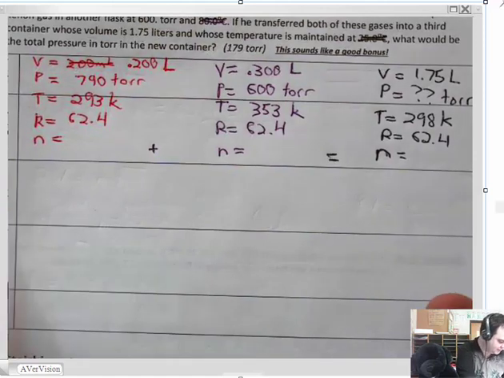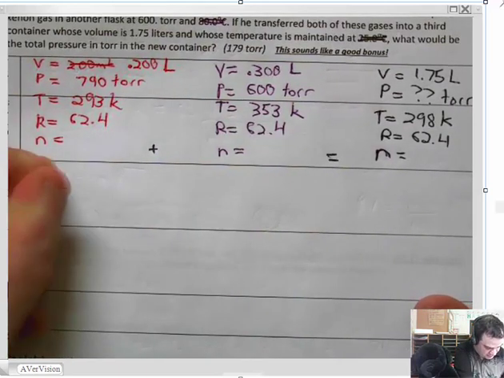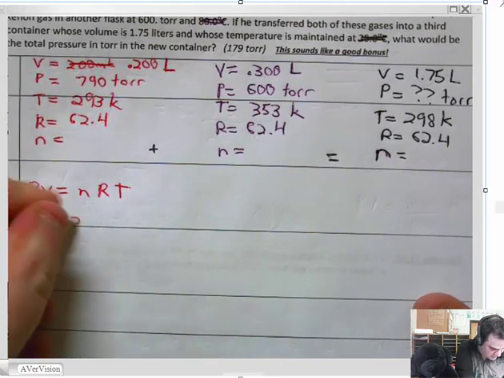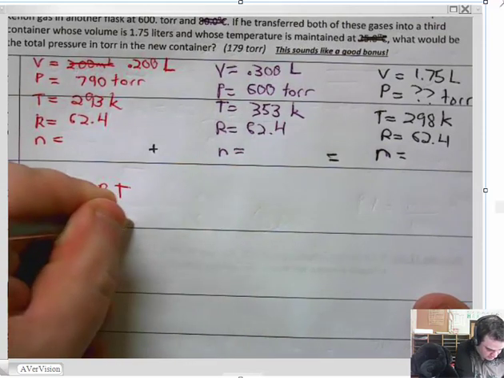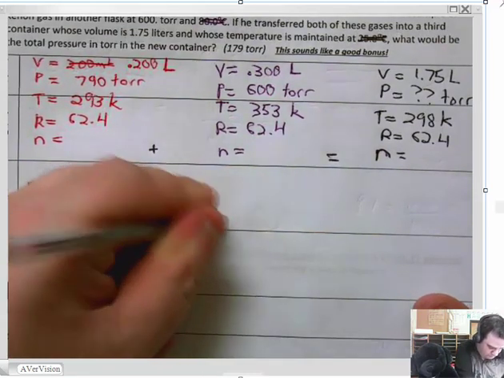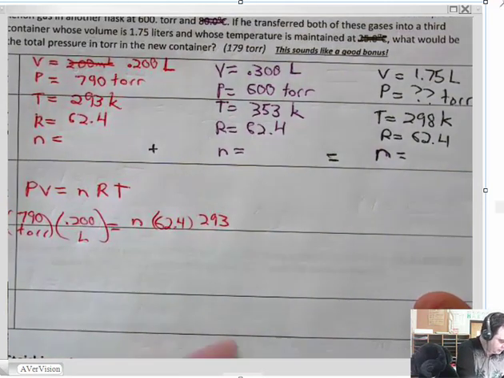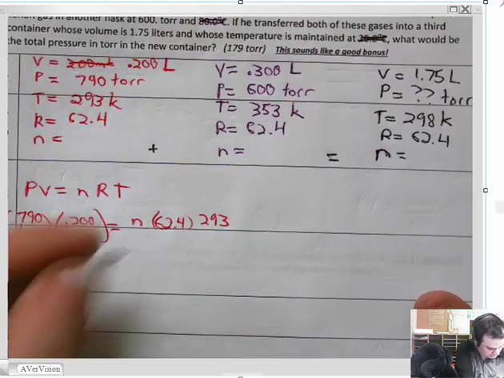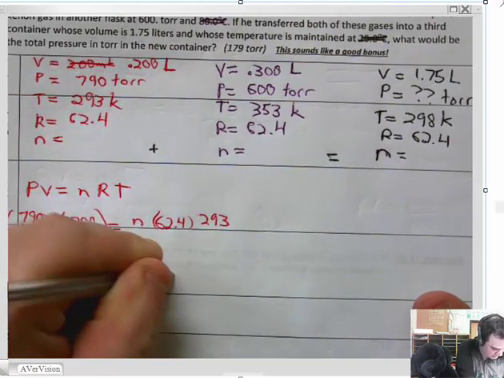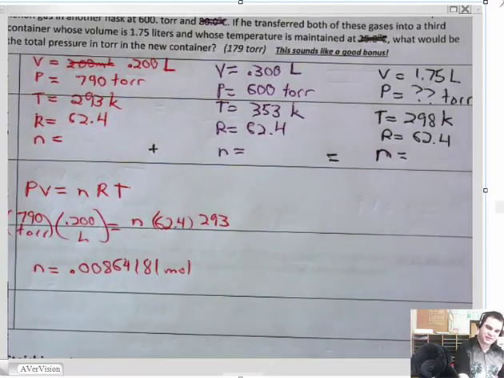So the first one you're going to see me do is PV equals nRT: 790 torr times 0.200 liters equals n times 62.4, and the T is 293. I don't have that solved. So 790 times 0.2 divided by 62.4 divided by 293 is n equal to, and I'm going to write this out because I don't want to round yet until I get to the end. So that's the first one I did.